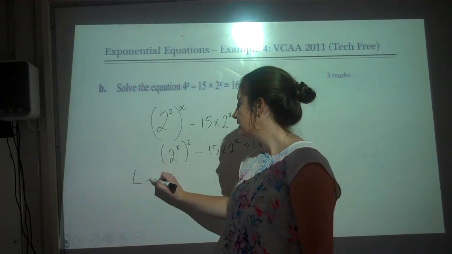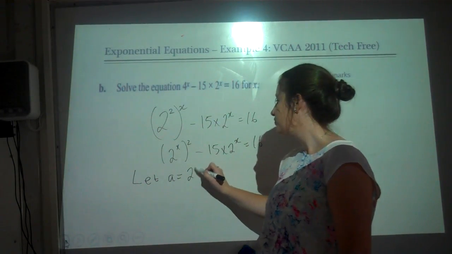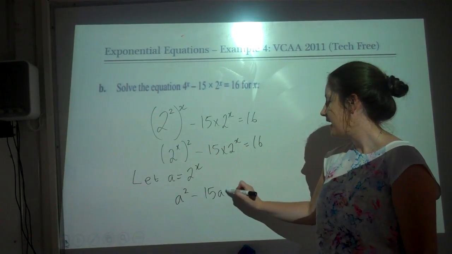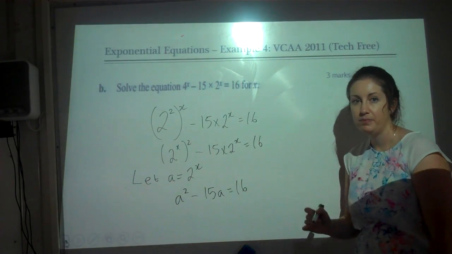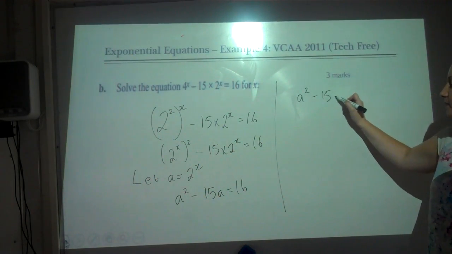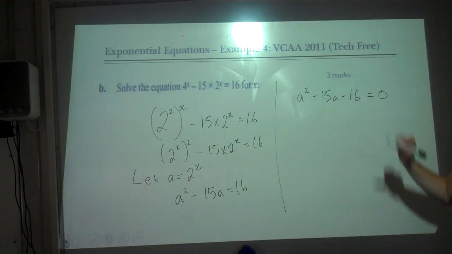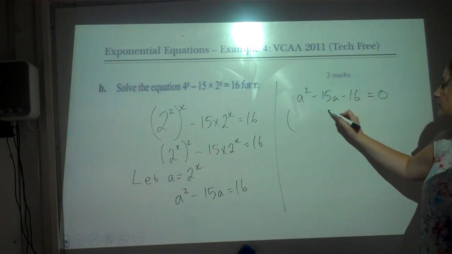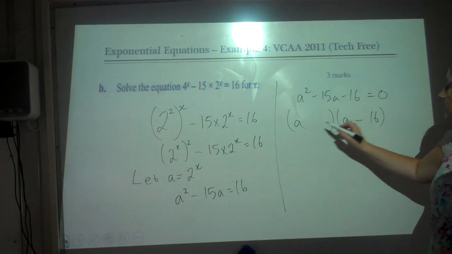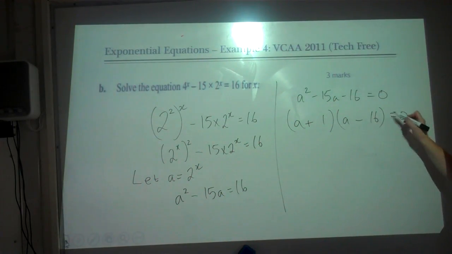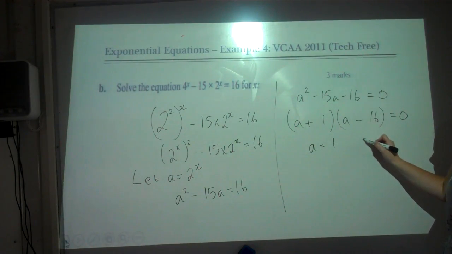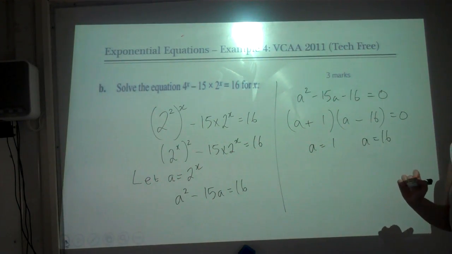But we will again let a equal 2 to the power of x. So I would get a squared minus 15a equals 16. Once again, I take everything to one side and set the equation equal to 0. Once again, I need to factorise. We need a negative 15 when we add these together. So I get a value of a is negative 1 or a is positive 16.